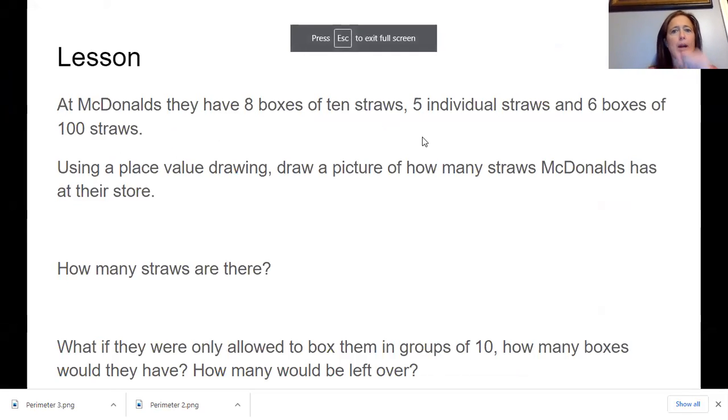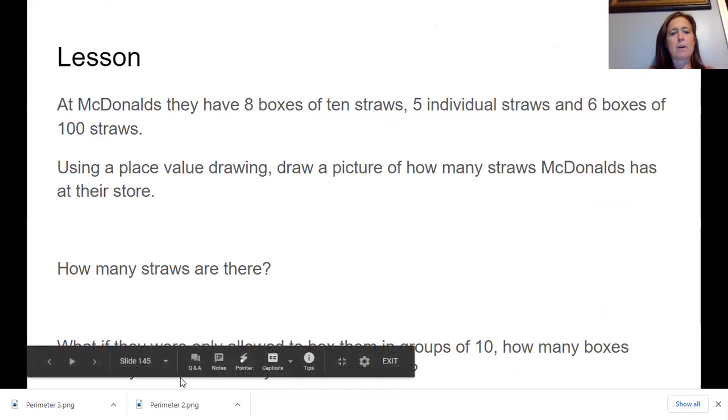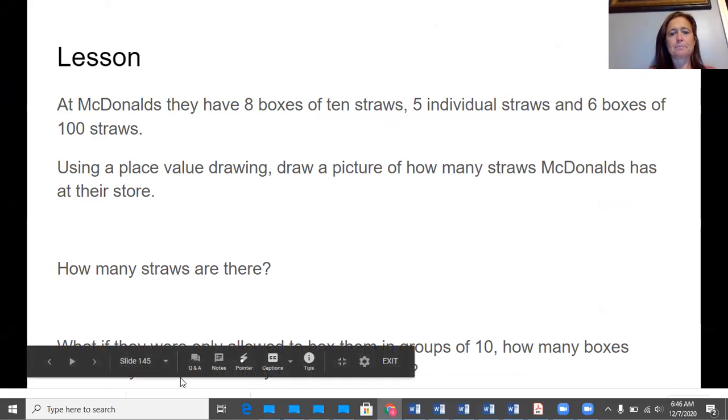All right, so today's problem is: at McDonald's, they have 8 boxes of 10 straws, 5 individual straws, and 6 boxes of 100 straws. Using a place value drawing, draw a picture of how many straws McDonald's has at their store. Okay, so let's start with that part of the problem first.